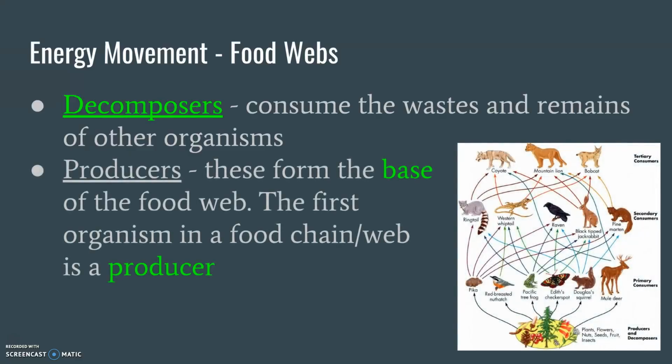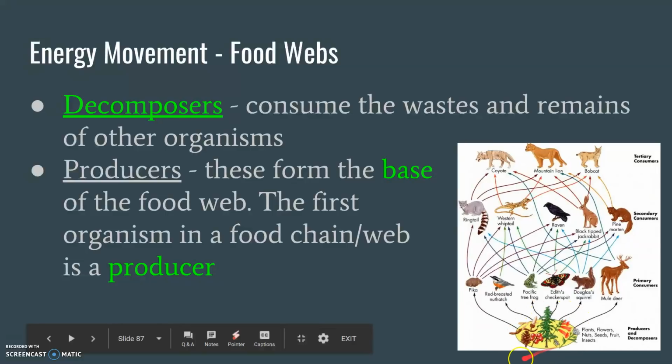Producers. This is the easy one again. We already know this word. This is the base of the food chain or food web. The first organism will always be a producer, because every food web and food chain on Earth starts with the sun. Always. Starts with the sun, and then it goes to a producer. So even though this food web doesn't show the sun, you see that yellow blob behind it? Boom. Right there's the sun. The sun is right here behind it, and then here are our producers.